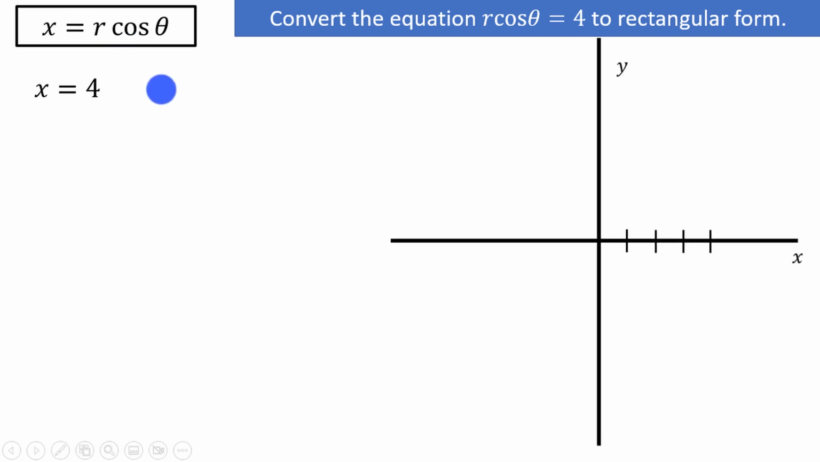Let's graph this. X equals 4 is a vertical line at x equals 4. This is what that would look like. R cosine theta is equal to 4 is the same thing as x is equal to 4, which is a vertical line at x is equal to 4.